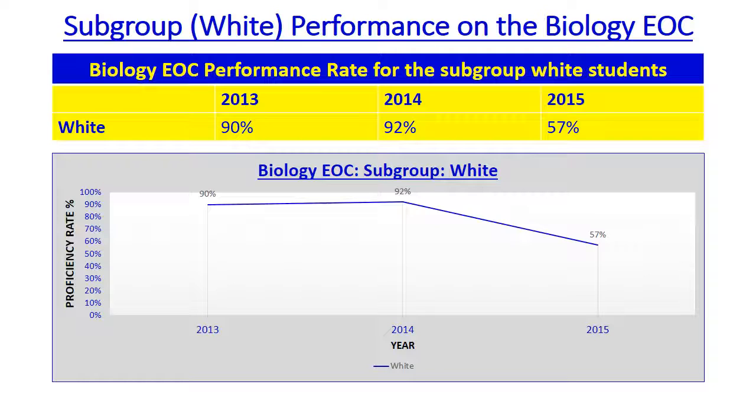And eventually we'll look at all of the subgroups and be able to compare, and you get a better idea about how dynamic this drop of 57% is, which obviously needs to improve.